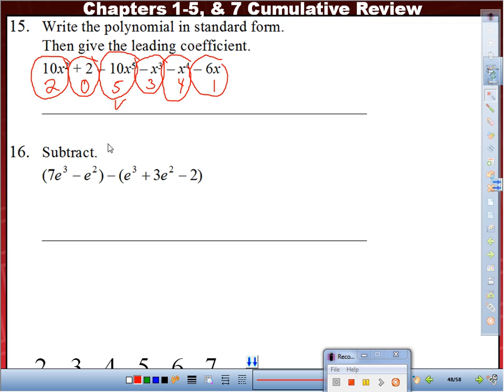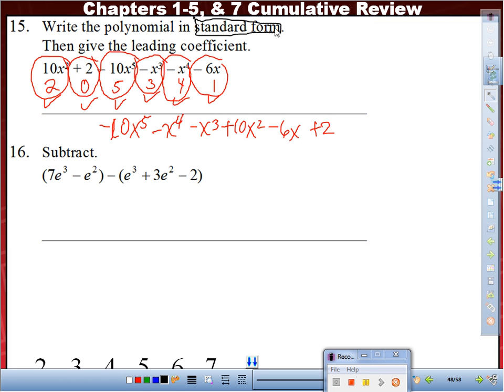So my greatest degree is this one. So I'm going to write negative 10 x to the 5th. I'm done with that. Next one, negative x to the 4th. Next one, negative x to the 3rd. Next one, plus 10x squared. Next one, minus 6x. And at the end, plus 2. So the first part is done. The standard form is done. Next, the leading coefficient is negative 10, and we're done. So these 2 things I want for number 15.